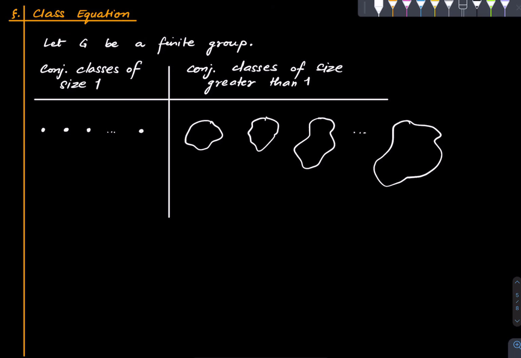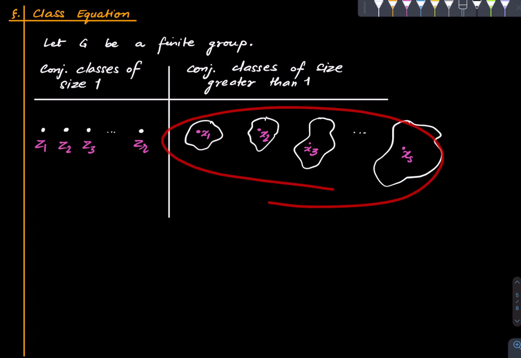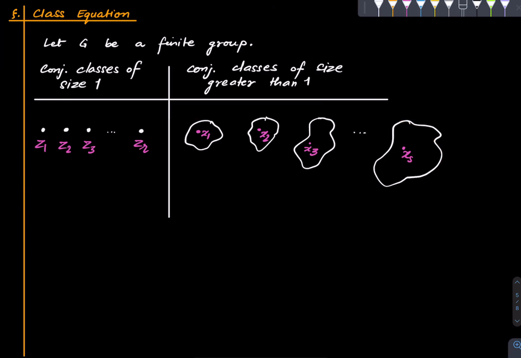Okay, so what we do is, let me call them Z1 up to Zr. Is that a good symbol? Let me think about it. Yeah, that's a good symbol. So these are called Z1, Z2, Z3 up to Zr. And let us pick an element here. Let me call that G1. Pick an element here, call that G2. Let me call those X1, X2, X3 up to, let's say, XS. So there are S conjugacy classes of size greater than 1 and R conjugacy classes of size exactly 1.